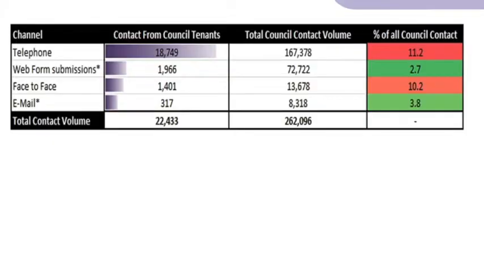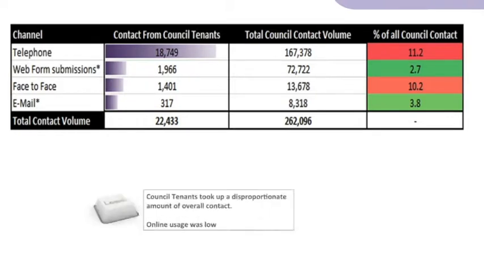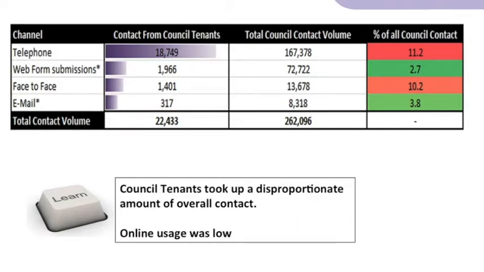So we started with our customers. We looked at our contact channels, and we looked at the different channels. So we've got telephone, web form submissions, face-to-face, email, and we worked out that actually council tenants took up a disproportionate amount of overall contact, and the online usage was extremely low. So as you can see there, in terms of email, web form submissions, it's very low compared to how many council tenants we have. But our telephone contact was extremely high.